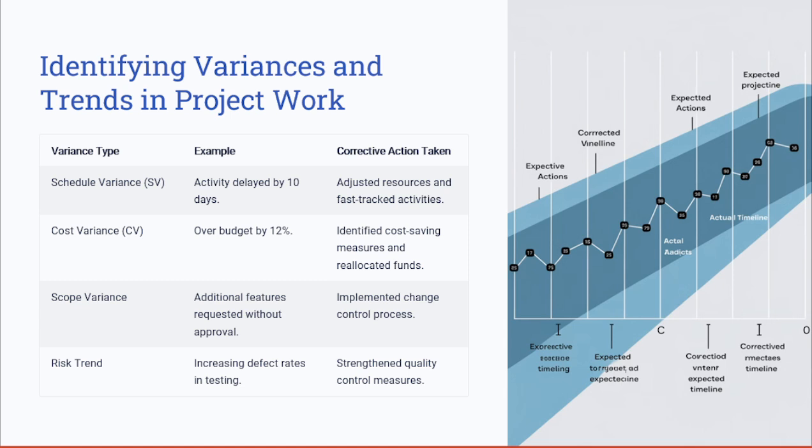Some of these variances include scope variances. An example here is where additional features were requested without approval and without a formal change request. Here you can take action by implementing a change control process. What else do we have? We have the risk and quality trend. An example here is increasing defect rates in testing. The corrective action you might take is strengthening the quality control measures.